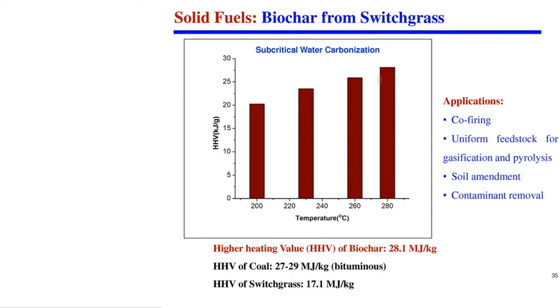What could be the application? Co-firing application. So there can be one mobile carbonizer at some site. We can carbonize it hydrothermally without drying and get char, bring it to the power plant where it can be used for co-firing, or it can be used for gasification or pyrolysis. And many environmental applications are also there, soil amendment and contaminant removal.